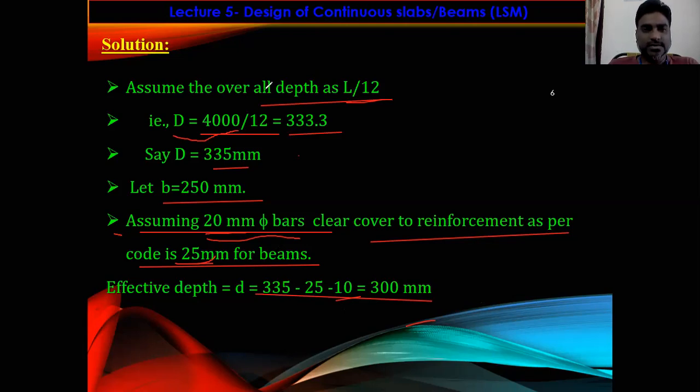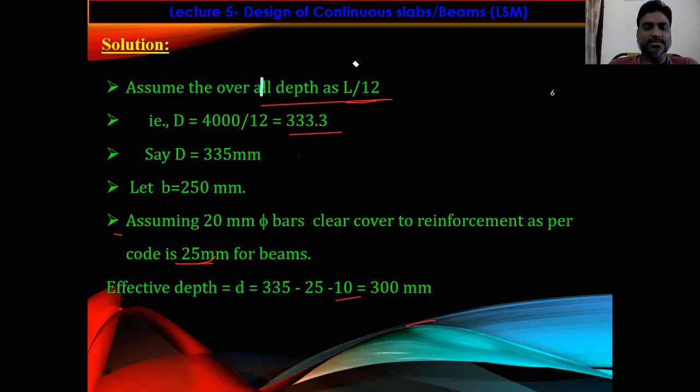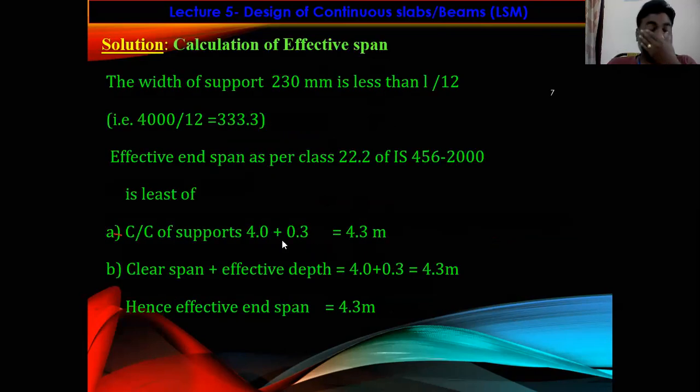So, okay. Here the effective depth is 300 mm. Overall depth is 335 mm. Then you go to the next step. After calculation of this, you need to calculate the loads on them. And before that, you need to calculate the effective span, right?